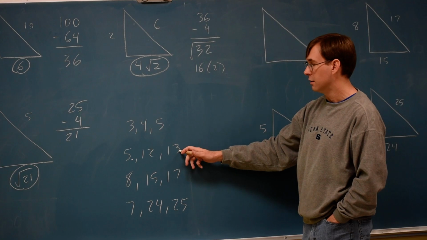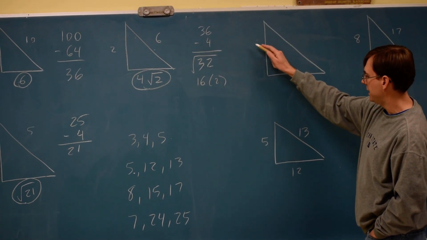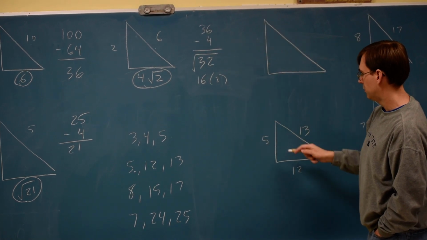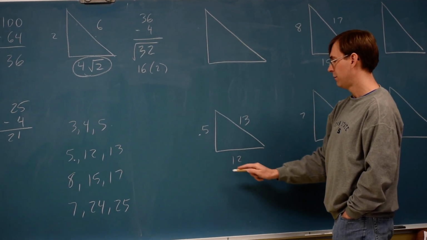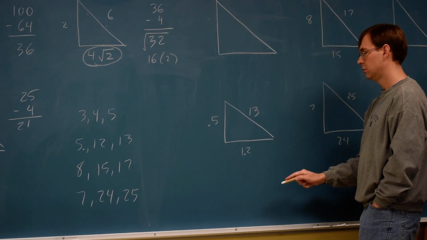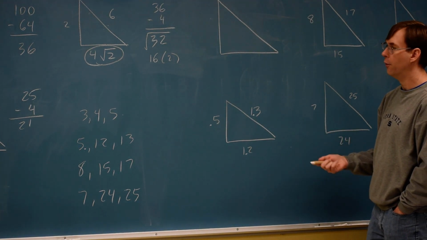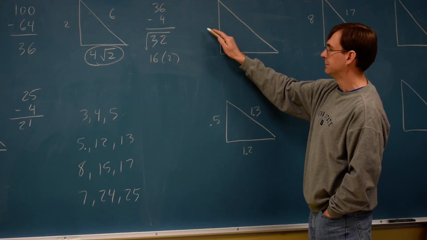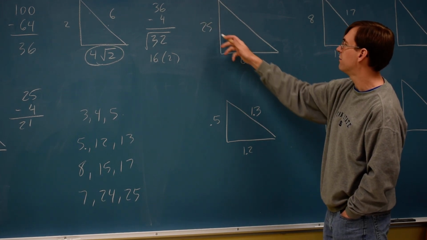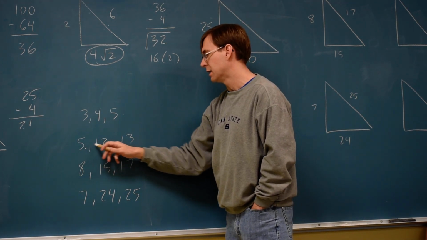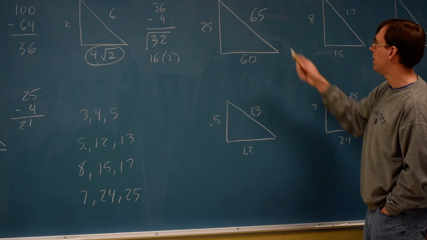Another group that goes together is 5, 12, and 13. So if you saw a problem like, I just drew a blank one here. So if you had 0.5 and 1.2, we could just turn out 1.3. Or if you had 25 and 60. 25 and 60 is me taking these times 5. That's got to be 13 times 5.